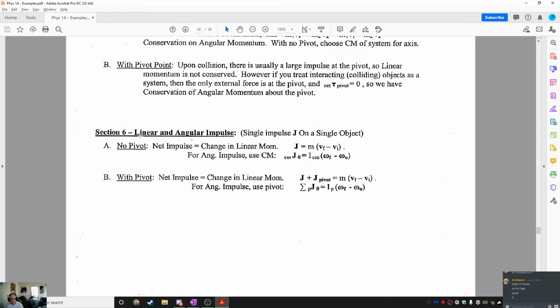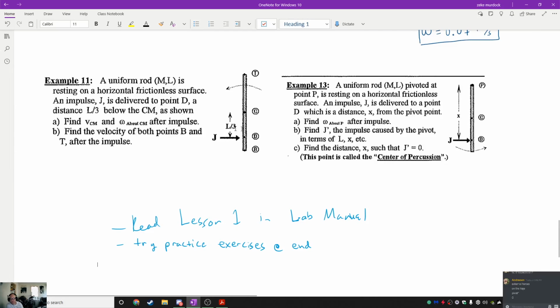Point is, linear and angular impulse. Single impulse J on a single object. And same kind of deal, there's a no pivot and there's a with a pivot. And there are things that you get out of this, okay? And we're going to use this to solve these 2 problems, okay?